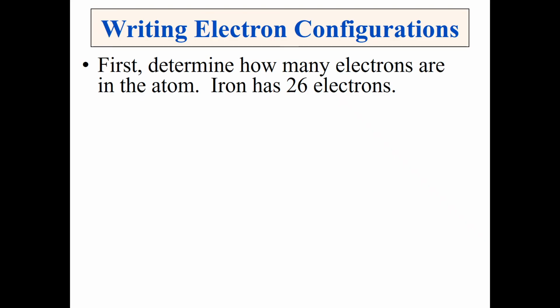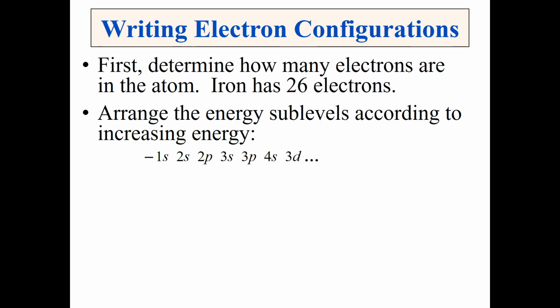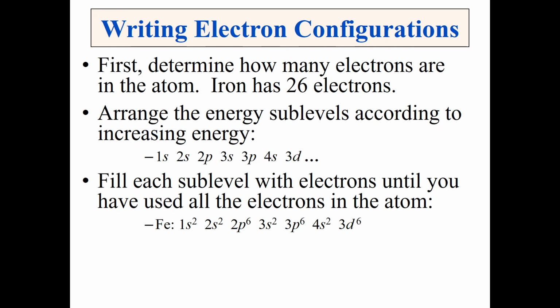So first determine how many electrons are in an atom using the periodic table. Iron is 26. Then we arrange the energy sublevels according to increasing energy. This is just Aufbau's principle. Then we fill each sublevel with electrons until you have used all the electrons in the atom.